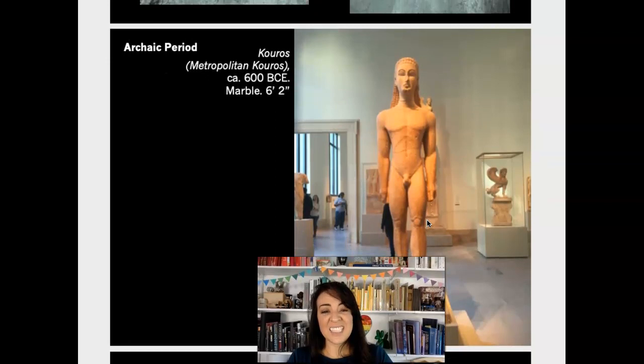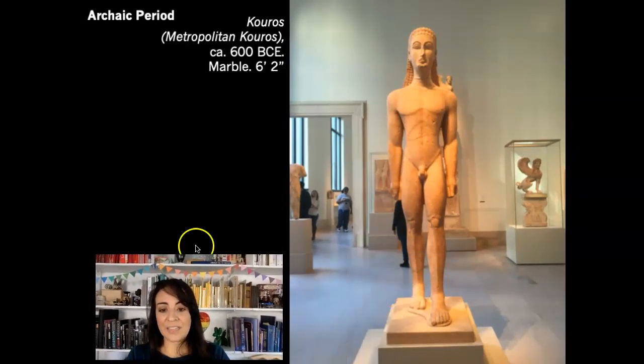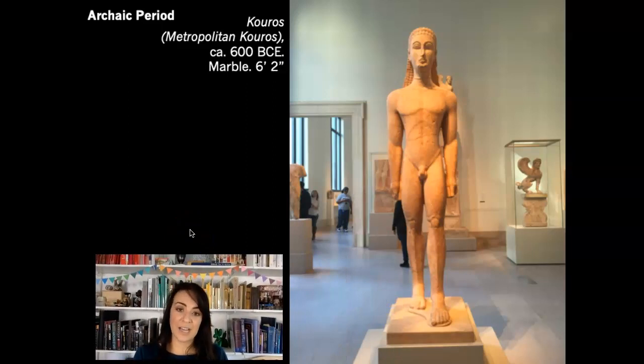He stands at 6 feet 7 inches. The guy is massive. Now, he would be over life size. The average male Greek at this time was about 5'4", 5'5". So he stands larger than life, and this might be an indication of his importance. He would have been accompanied by some base that would inscribe who he was or what his purpose is.